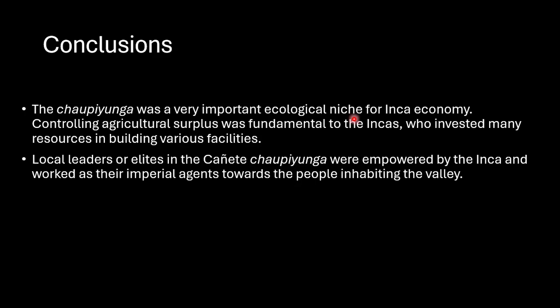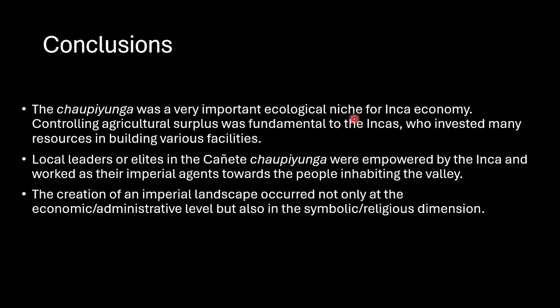On the other hand, the local leaders or elites in the Cañete Chaupiyunga were empowered by the Inca and worked as their imperial agents. Many of the local leaders' compounds used Inca architectonic canons. Many of these local elites were probably low-rank elites before the arrival of the Incas, and they were empowered by them, and in exchange, they worked as imperial agents in the construction of this new imperial hierarchy.